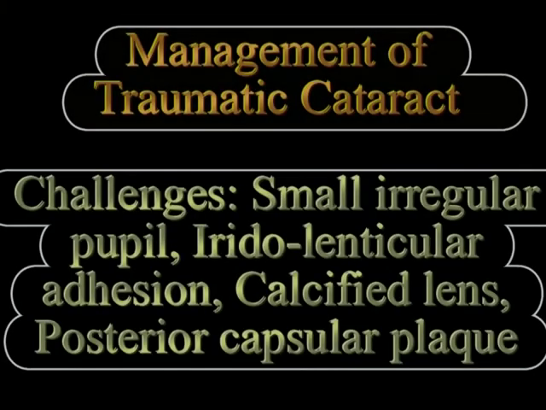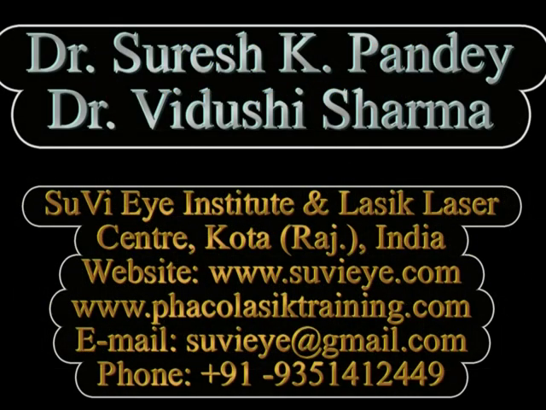So to summarize, traumatic cataracts can pose special challenges in management as they have small irregular pupils with irido-lenticular and irido-capsular adhesions. The lens may be calcified, there may be capsular plaques which all need to be tackled, but careful planning and being prepared for any eventuality makes it possible to give good results in these cases too.